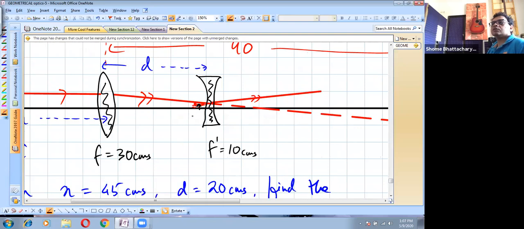Okay, so that is your A double prime, B double prime. And my diagram is not quite correct. It should be somewhere here because this distance is 20. But anyway, this distance here is your 70 by 6, or 11.6, something like that.